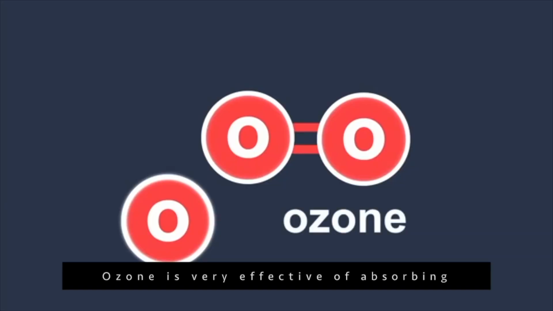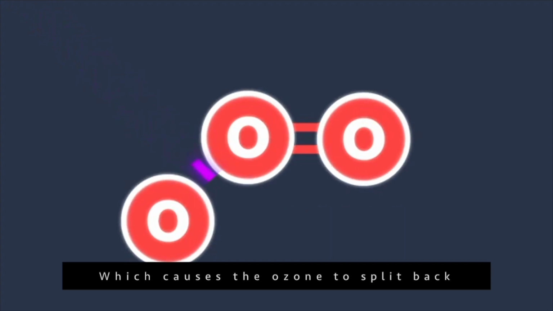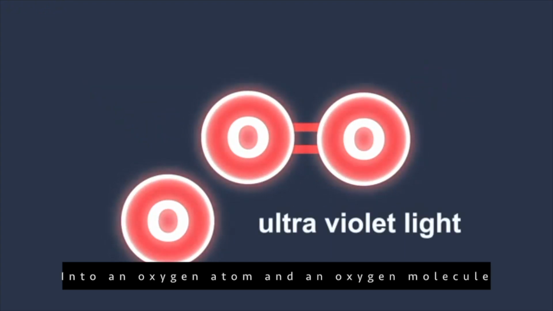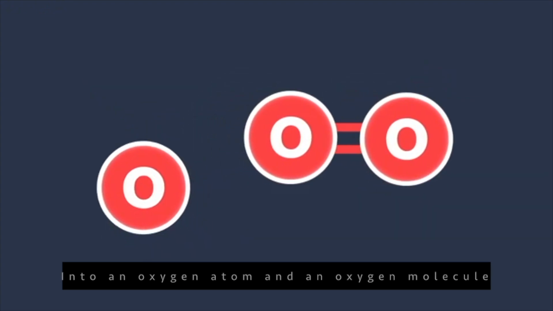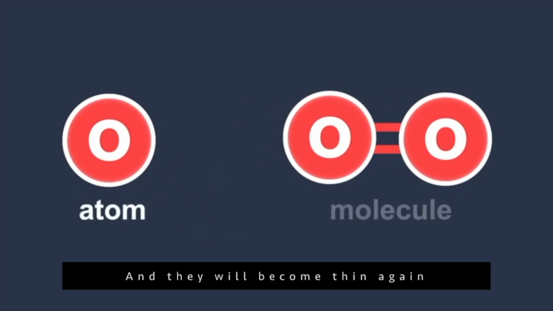Ozone is very effective at absorbing ultraviolet light, which causes the ozone to split back into an oxygen atom and an oxygen molecule, and they will become thin again.